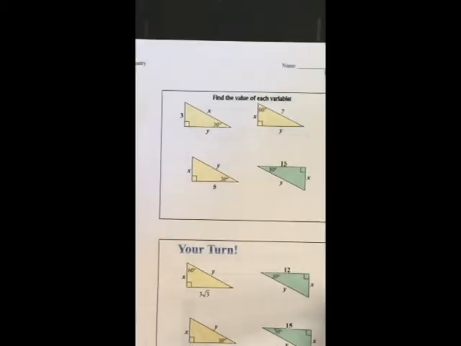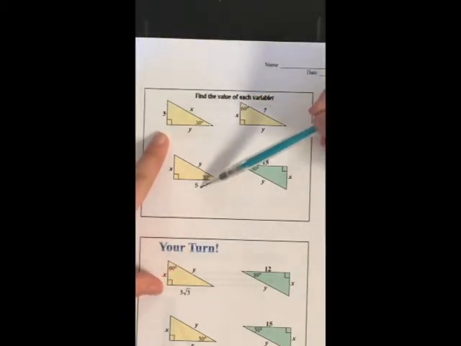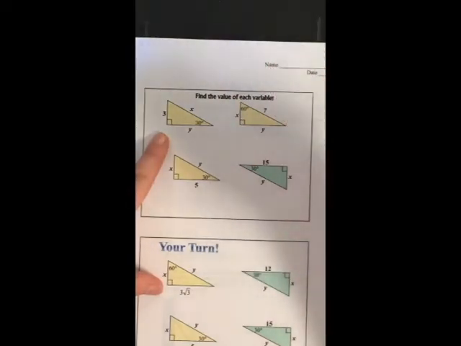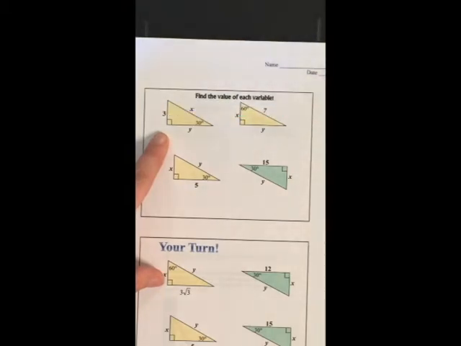So let's try some problems. I can use those ratios to actually find missing sides in triangles. So notice you couldn't use the Pythagorean theorem on these triangles, because in order to use the Pythagorean theorem, you need to know 2 sides. In all of these triangles, I only know 1 side. So that's why we have to use these ratios to find the other sides.